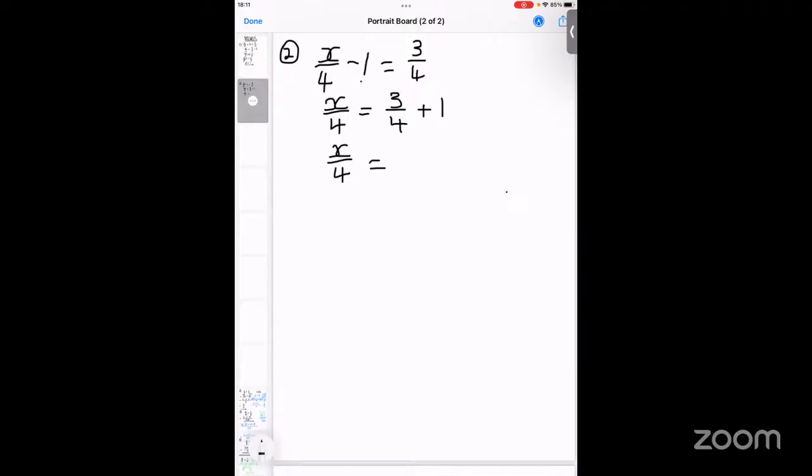Will it be 7 over 4? Sir, I can't type x on my calculator. Okay, no. You don't punch x. You always punch the numbers, which is this on the right.